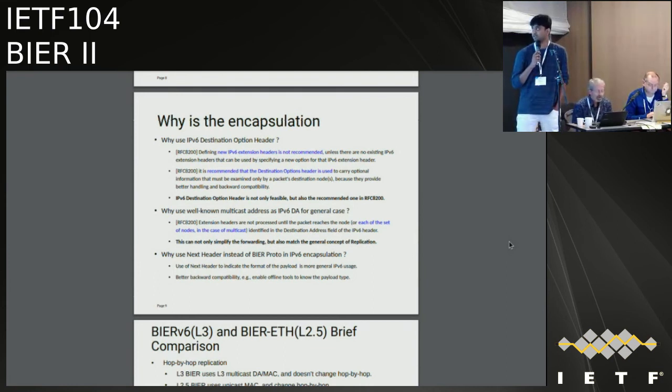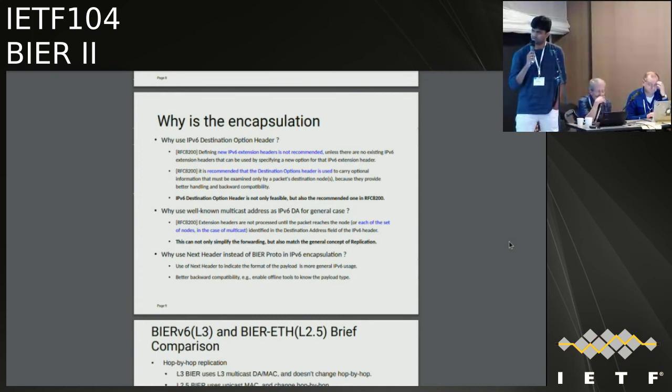Why use a multicast address as the IPv6 DA for the general case? Again, like I said, it's to make it simple, just like how other routing protocols reserve a multicast address, to recognize that this is a BIER packet and also to pilot the hop by hop forwarding. This can simplify things further. We can discuss anyways.